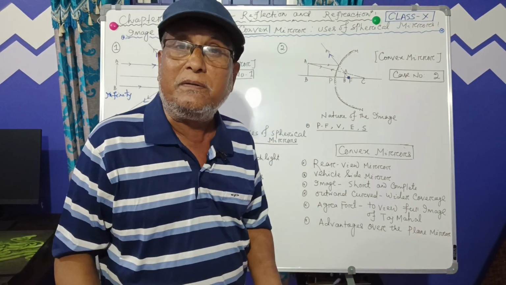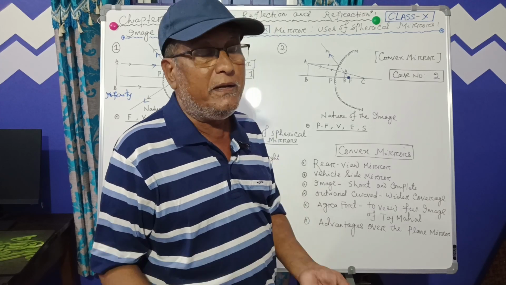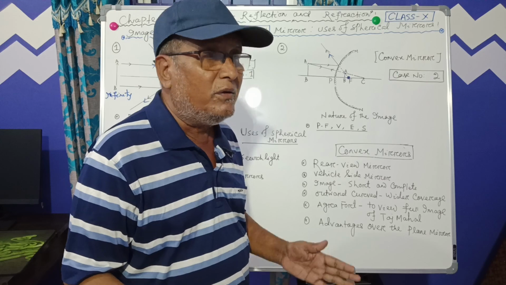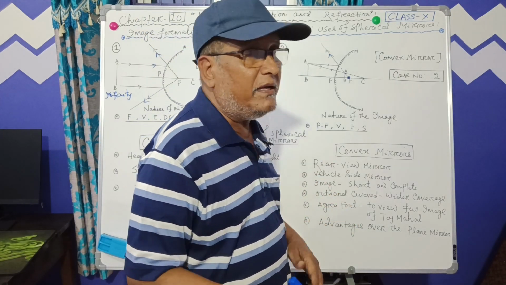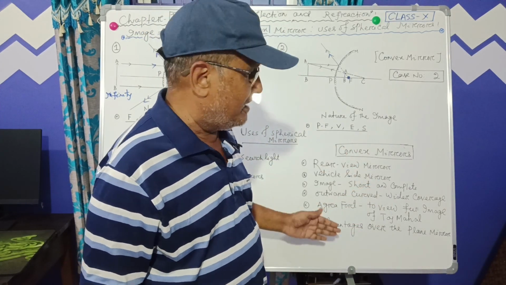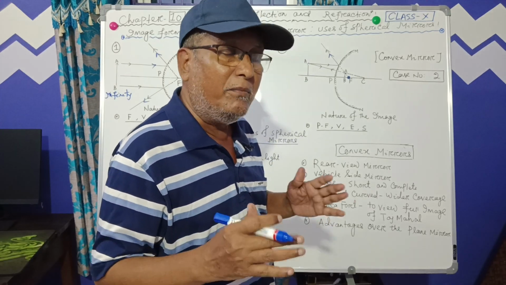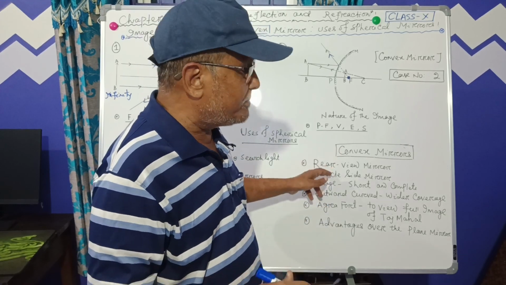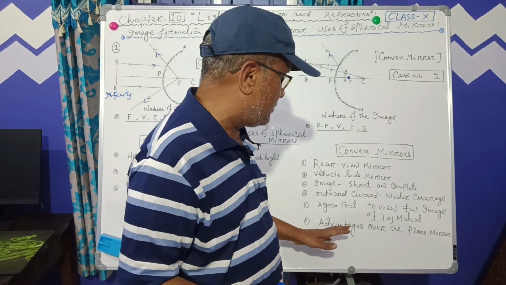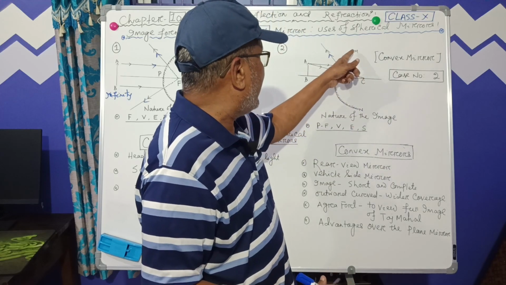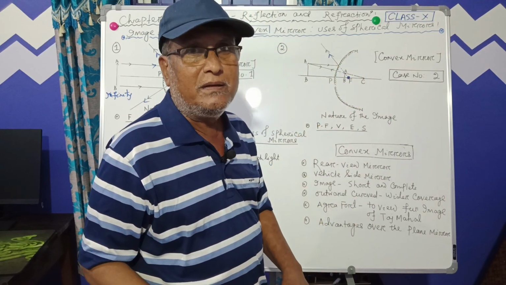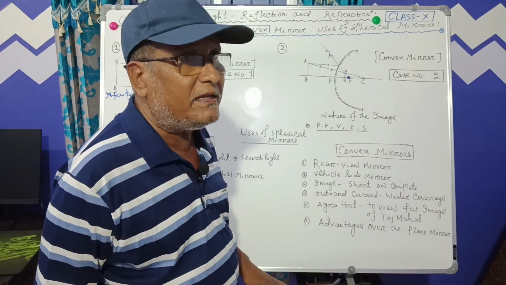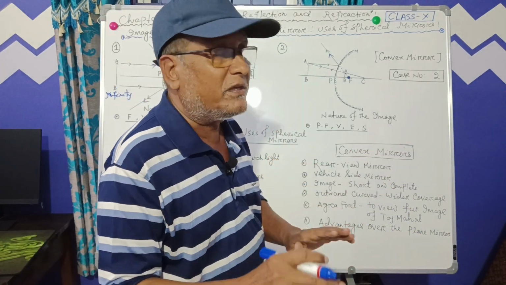There might be a question: why don't we use plane mirrors to see the rear views? In a plane mirror, the image is erect and virtual, but the complete view of the traffic cannot be seen through the plane mirror. And the outward curved surface gives a wider coverage of the field for forming the image.